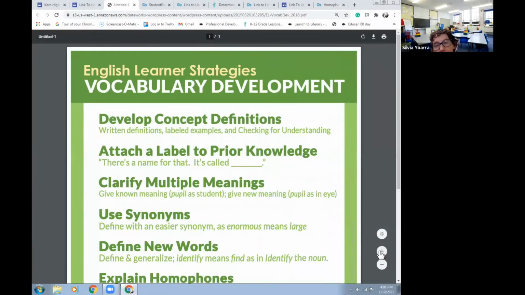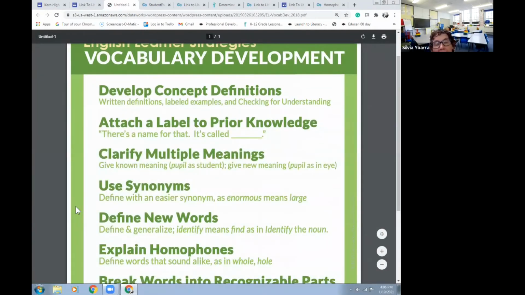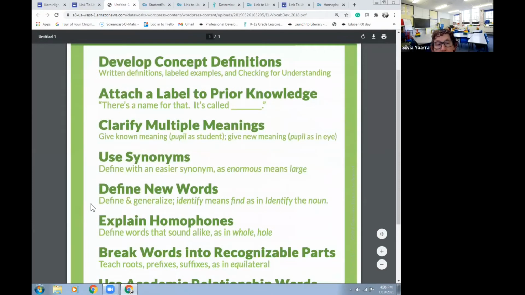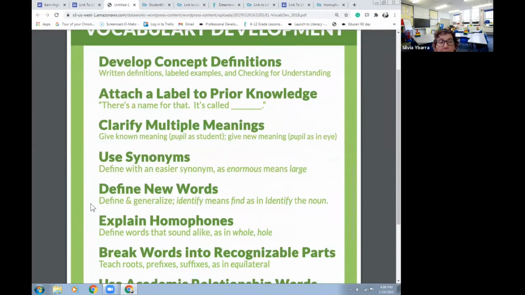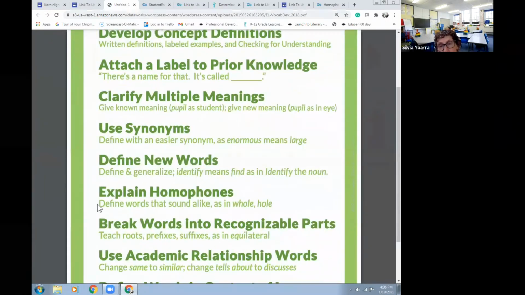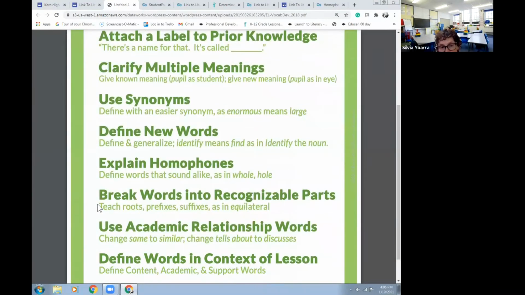So if you take a look at vocabulary development, and I'm looking at determine, am I going to do multiple meaning? Am I going to use synonyms? And am I going to define the new words? These are all the strategies that you as a teacher will have in order to decide how I'm going to teach that word.